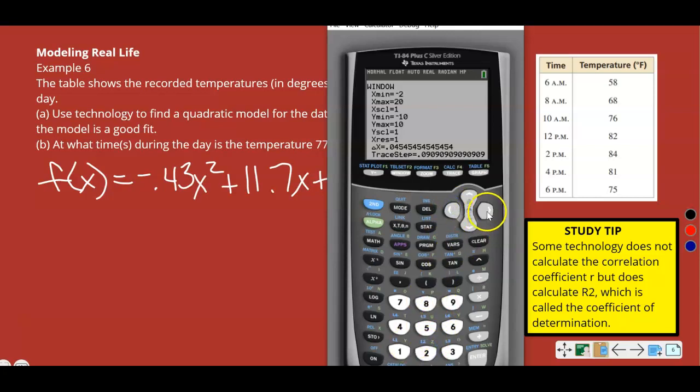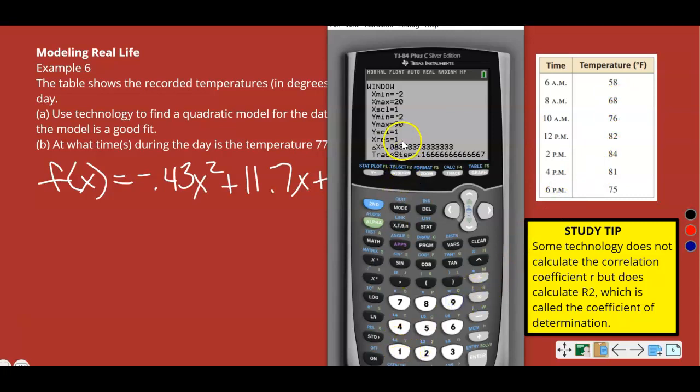Then our Y values, again, we don't really need any negative Y values, so we'll just make that -2. And then our Y maximum has to be above 84. Let's put 90.